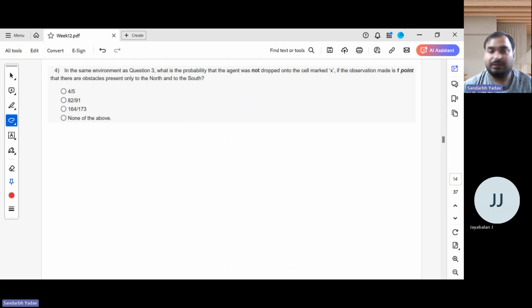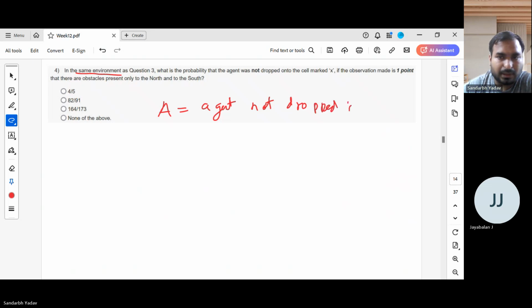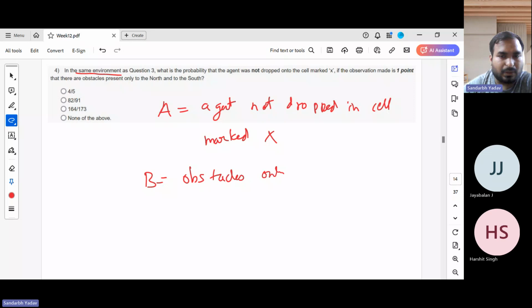Okay, now let's move to the second environment, the fourth question. It's the same environment. So in the same environment as question 3, what is the probability that the agent was not dropped onto the cell marked X? So in this case, we can consider event A as agent not dropped in cell marked X. And if the observation made is that there are obstacles present only to the north and to the south, so event B can be obstacles only in north and south. So in east and west, there are no obstacles. So what is the probability that the agent was not dropped onto the cell marked X if the observation made is that there are obstacles present to the north and south?